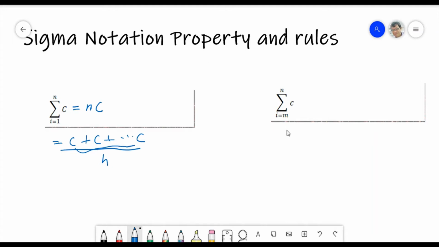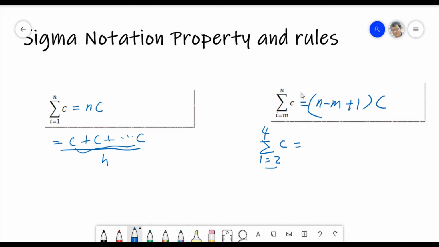Here i starts from m. Let me directly answer first. This equals n minus m plus 1, times c. Why? I'll use another way and give you an example. If the upper limit is 4, and i starts at 2, and this is still c. So what does it look like?